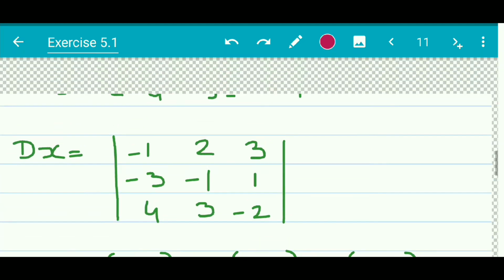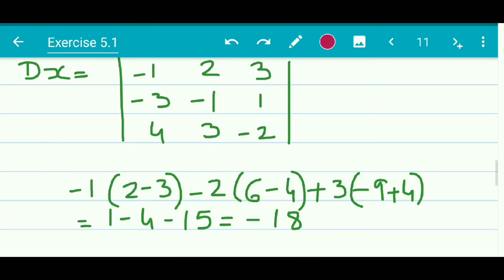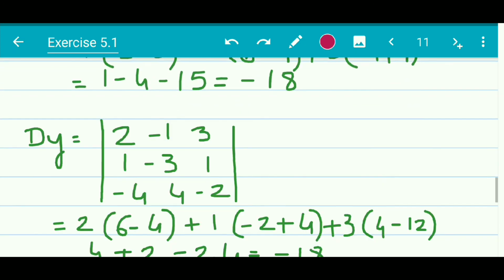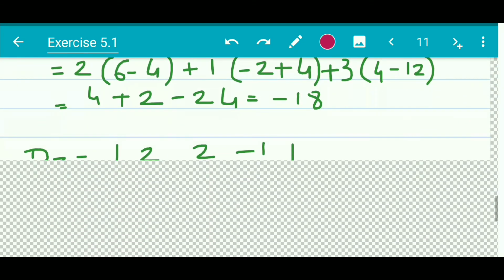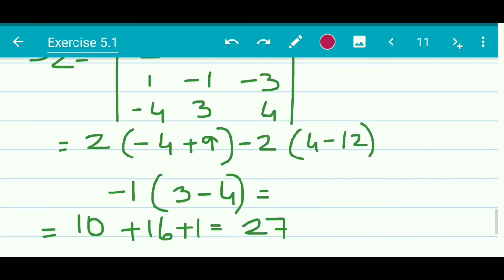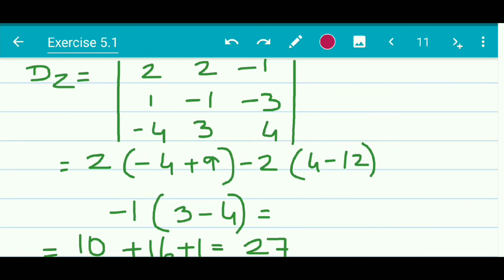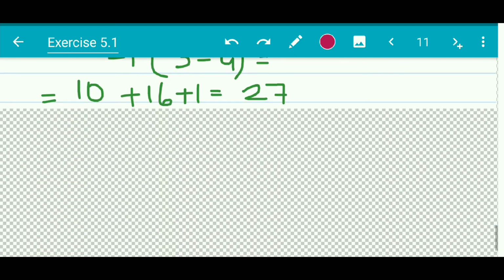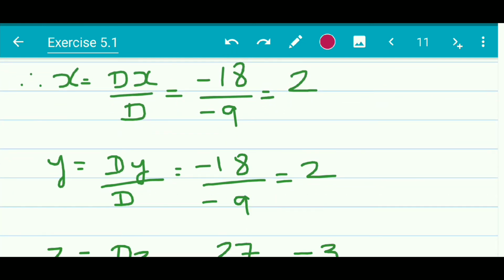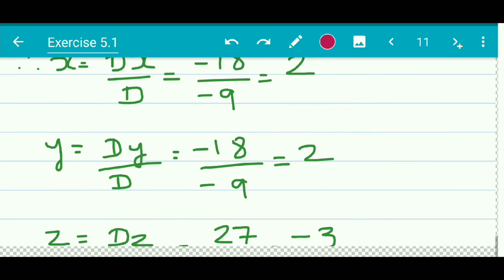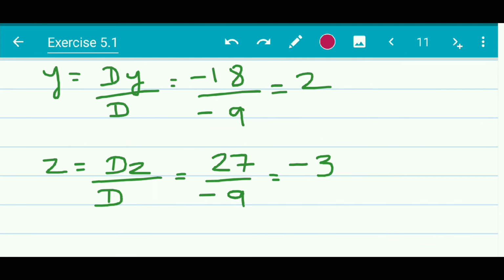So d comes out as minus 9, dx comes out as minus 18, and similarly upon solving, dy comes out as again minus 18 and dz comes out as 27 over here. So dz is 27. So you can see how it is done if you don't remember the method already. And then, yes, we calculate x, y and z from here. So x is dx upon d, that is minus 18 upon minus 9, which is 2. y also is 2 in the same way and z becomes minus 3.